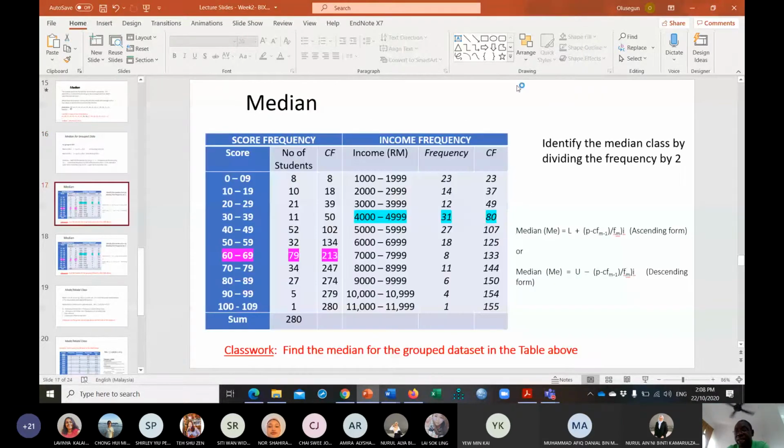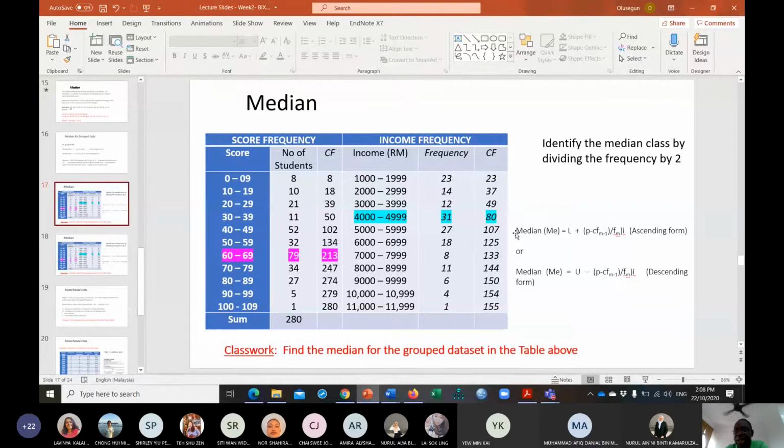So we now identify our median class from ascending. This one is the ascending order because we are starting from 0 to 9 and we are going on until 109. So let's look at it again. Our median class remains 60 to 69. Agreed? Because this is where we have the 148th number. When we divide the total frequency by 2, we get 140. And our median class falls within 60 to 69. That means where we will have the 140th and 141st observation. I hope that is still good.